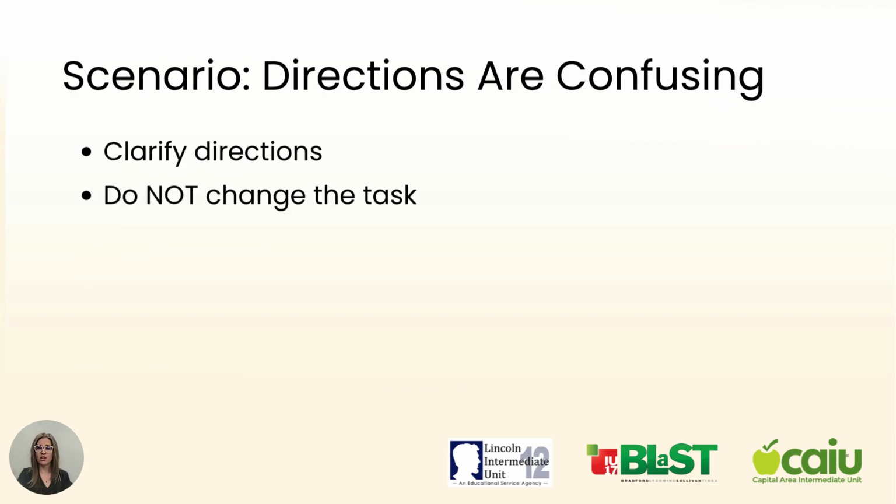Here's another very common classroom situation. A student doesn't understand the directions for an assignment or activity. In that moment, appropriate support might include rereading the directions, rephrasing or simplifying the language, modeling what to do, checking for understanding, or helping the student identify the first step. Those types of supports help clarify the task without changing what the student is being asked to do.